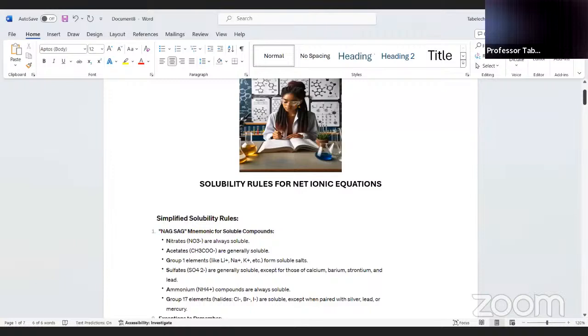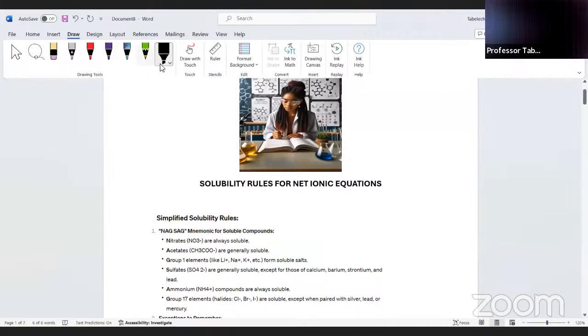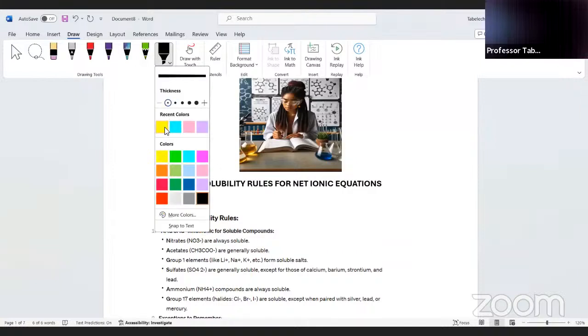If you can remember NAG SAG, that's going to help you remember the acronym for those rules. Let me again highlight this for you so you can see that. Okay, so NAG SAG.